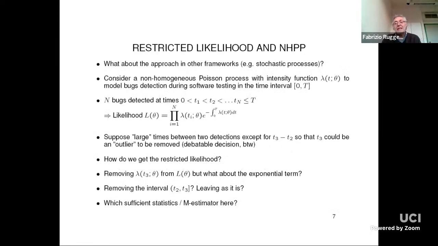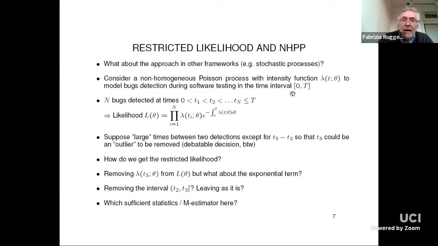And my very last slide is about possible extensions of your work, for example, in stochastic processes. I was thinking about a Poisson process, a non-homogeneous Poisson process with intensity function lambda_t(theta). And we have used that to model bug detection during software testing in a time interval (0, T).